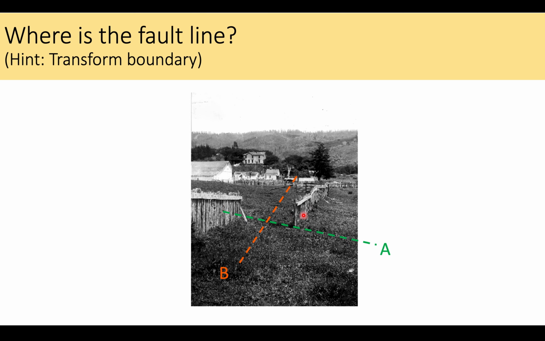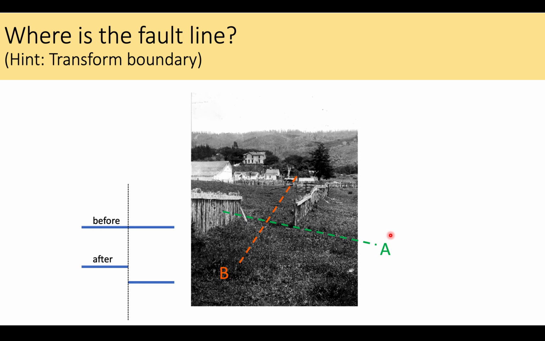In order for this fence to be offset in this direction, the fault line must be perpendicular to the fence. So this again would be a right lateral strike-slip fault, because if we were standing right here, we would see that the right side had moved towards us.